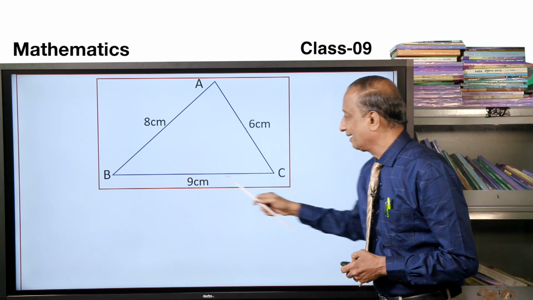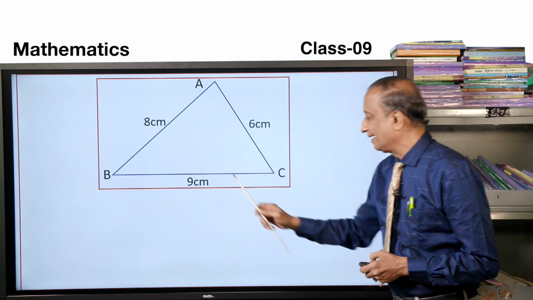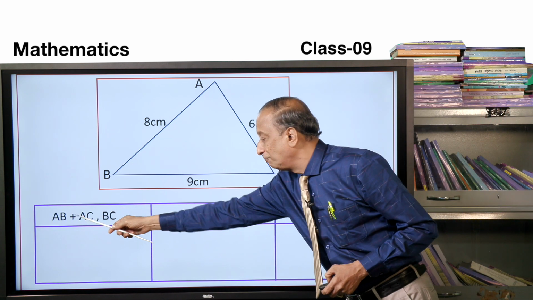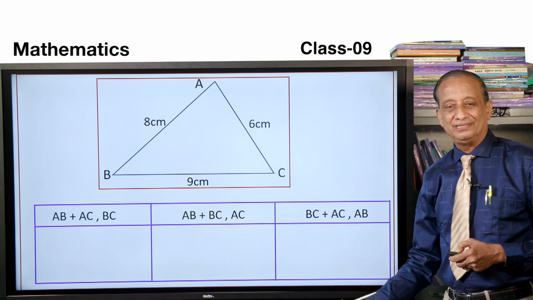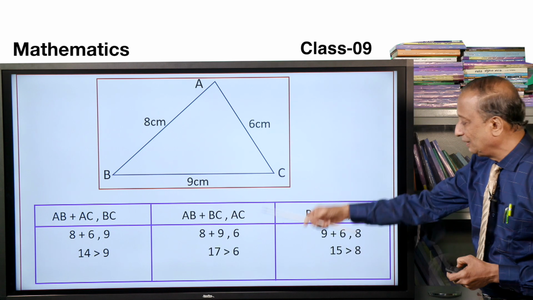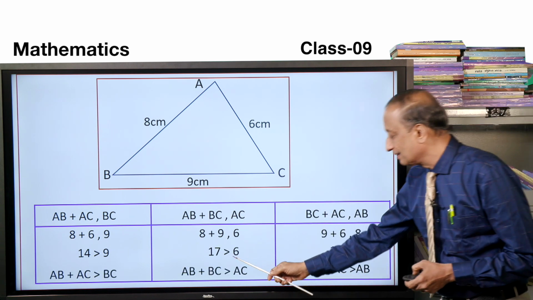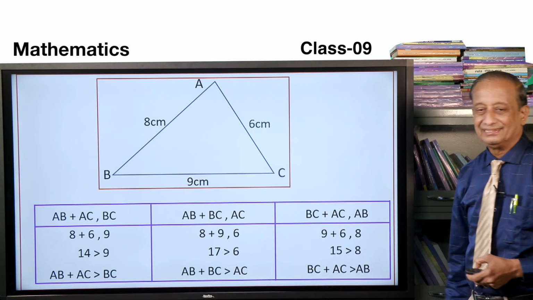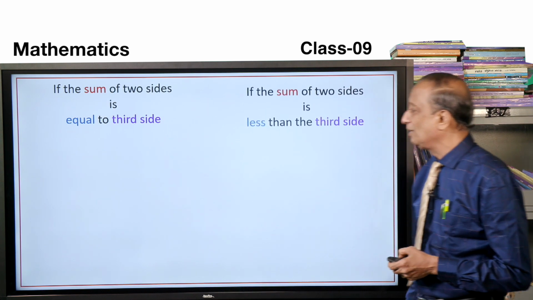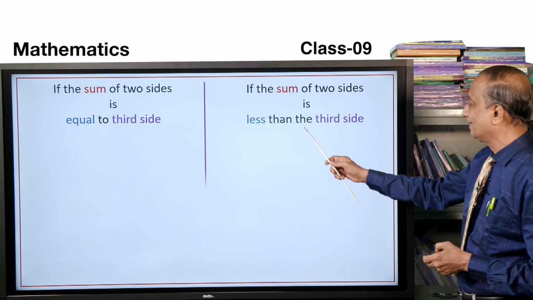Here is a scalene triangle with sides 6, 8 and 9 centimeters. Have you ever bothered to see the sum of two sides of a triangle compared with the third side? Shall we do that here? You will see that the sum of any two sides, if you take like this, is always greater than the third side. You may be wondering, the sum of two sides may be equal to the third side or lesser than the third side.